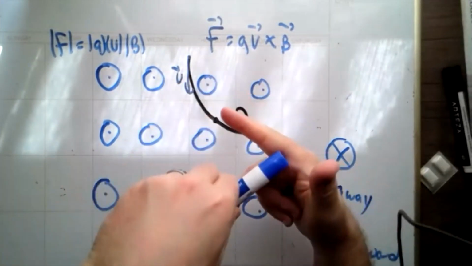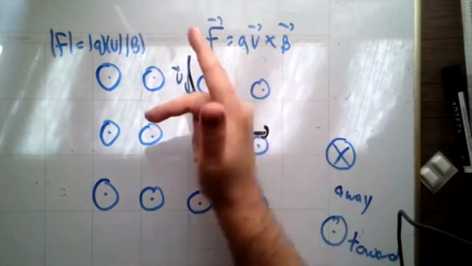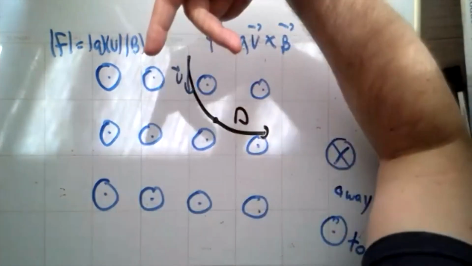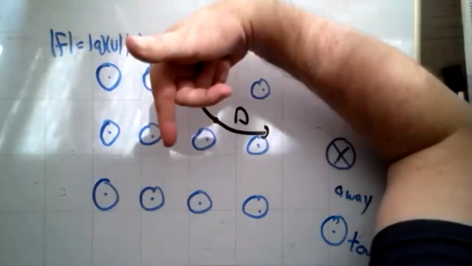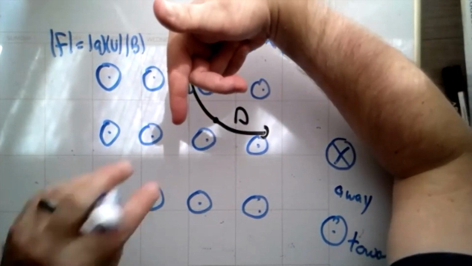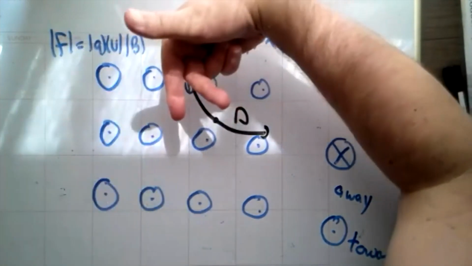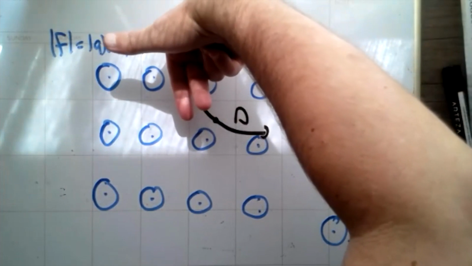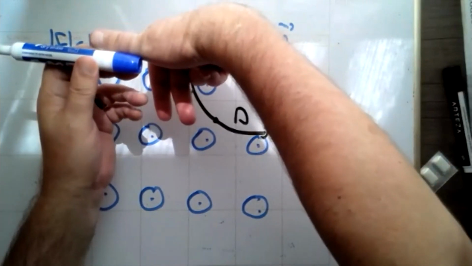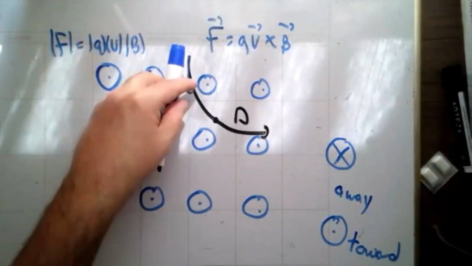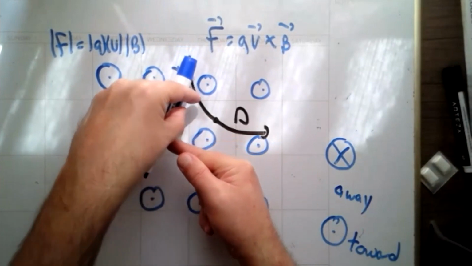V, B, F. Your first finger points in the direction of V. So I can't go like this. I have to spin my hand around. That's why I picked a bad example to start with. V is pointing down. Now I need to rotate my hand until my middle finger lines up with B. V, B, F. Then F would point to the left. If this were a positive charge, F would point to the left. So I've got this velocity vector that's pointing down. If I applied a force to the left, it would curve to the left.